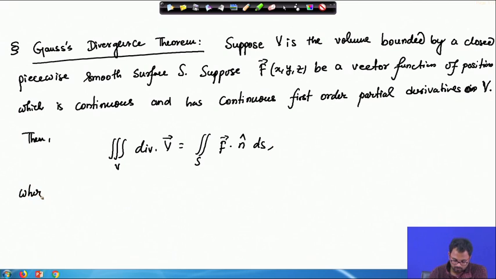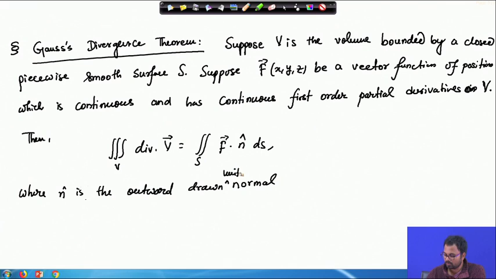where n is the outward drawn unit normal vector to S. So, that means, if you have a given volume V which is bounded by a piecewise smooth surface S, and if you have a vector function F(x, y, z) which is defined on V, then of course, it also needs to have continuous first order partial derivatives, so that you can write this thing.